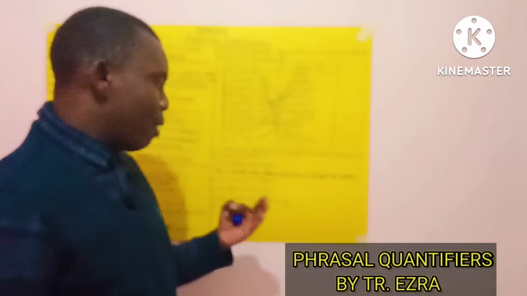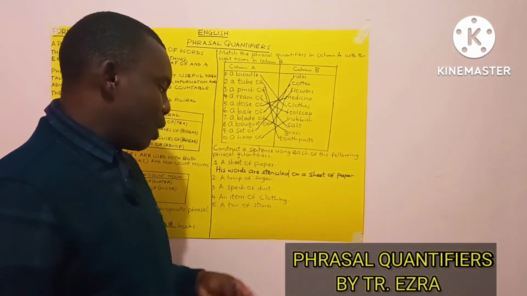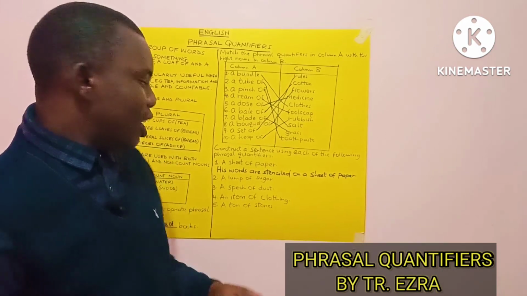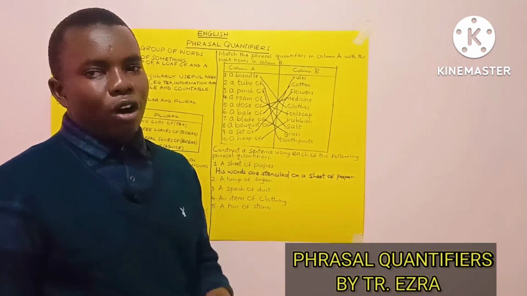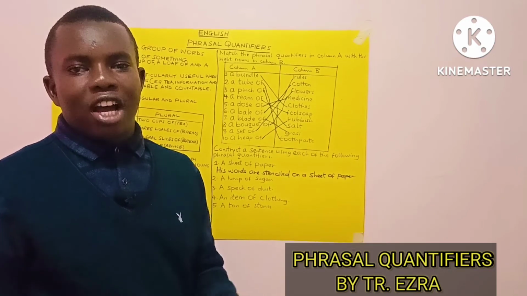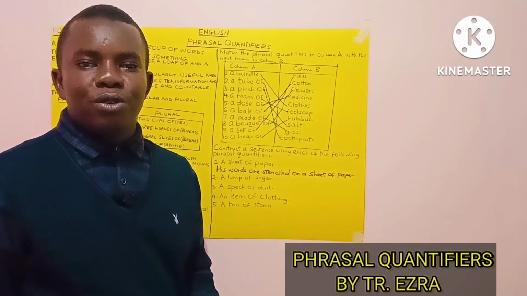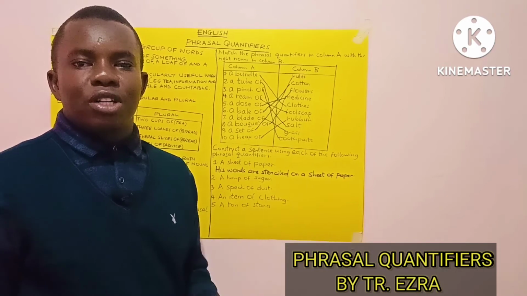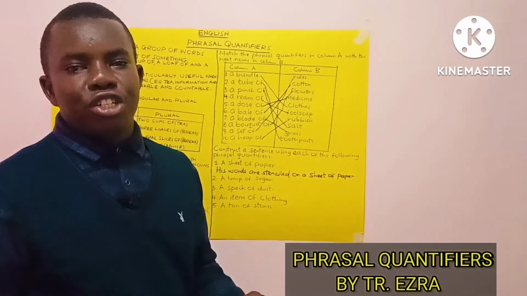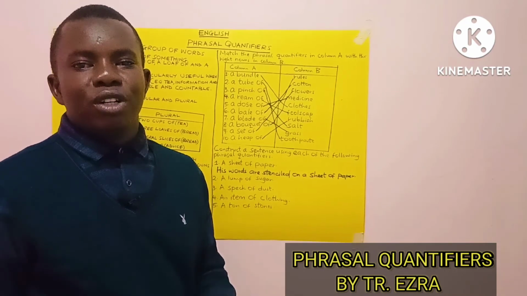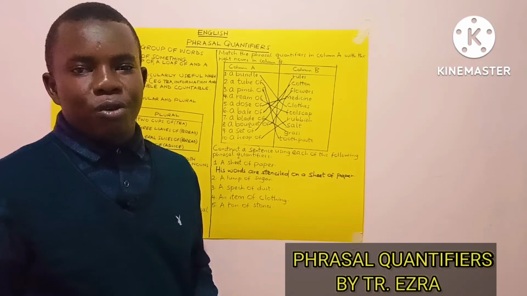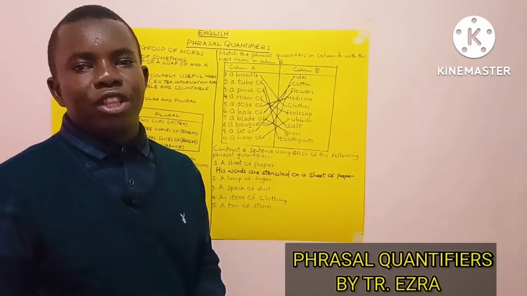Number 2, we have a lump of sugar. 3, a speck of dust. 4, an item of clothing. And then lastly, a ton of stones. You can give those a try, and if possible, you can construct your sentences and put them in the comment section for us to discuss the various examples that you've come up with.